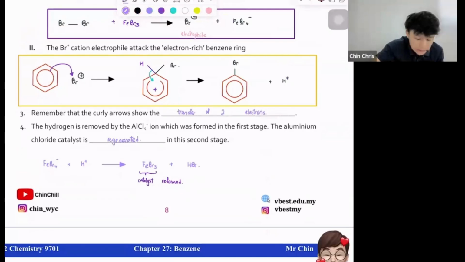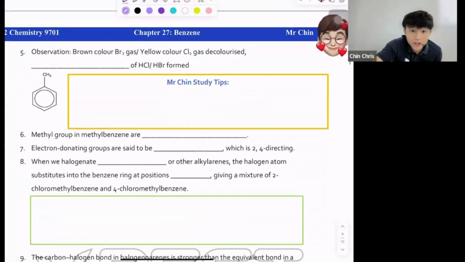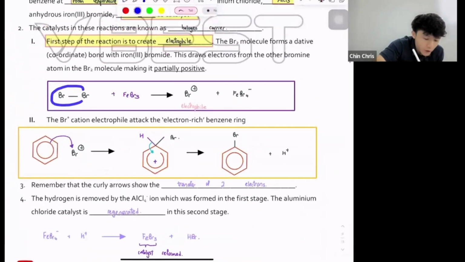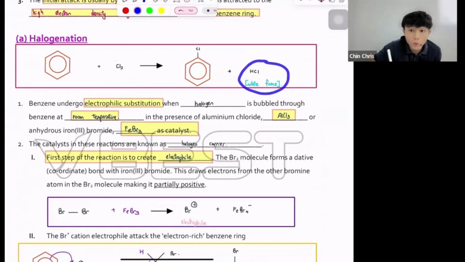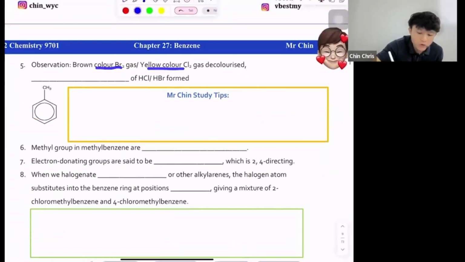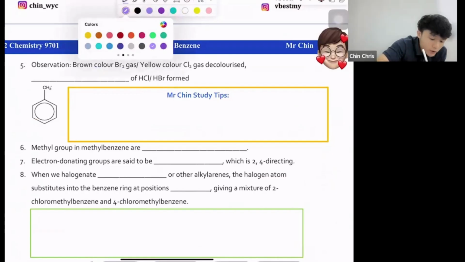Alright guys, next page. Page 9. Okay, so what is the observation? At first, if you use chlorine, you see a green gas. At the end of the day, there's no more green gas and it turns into a white fume. If you use bromine, it's a brown gas. At the end of the day, white fume. So brown gas or yellow-green gas decolorizes, and you get a white fume of HCl or HBr formed.